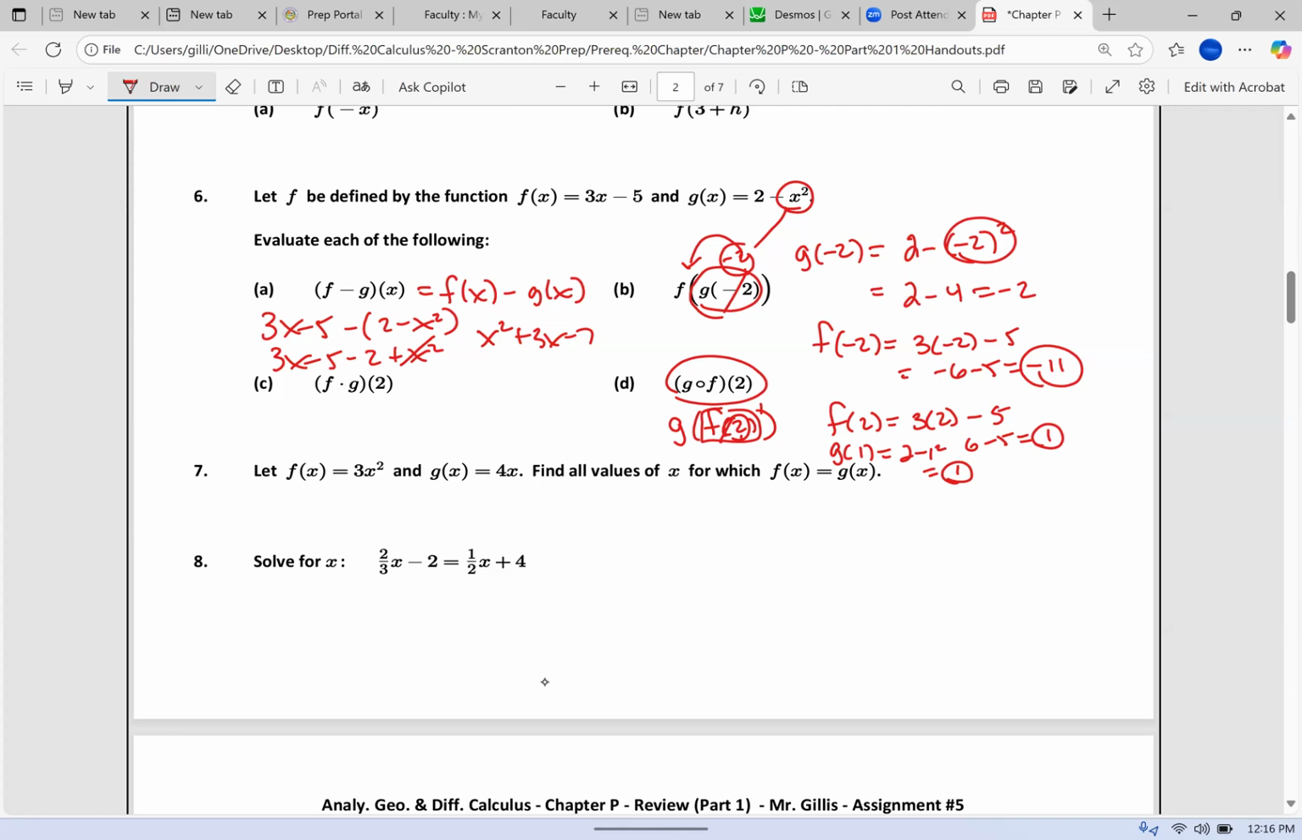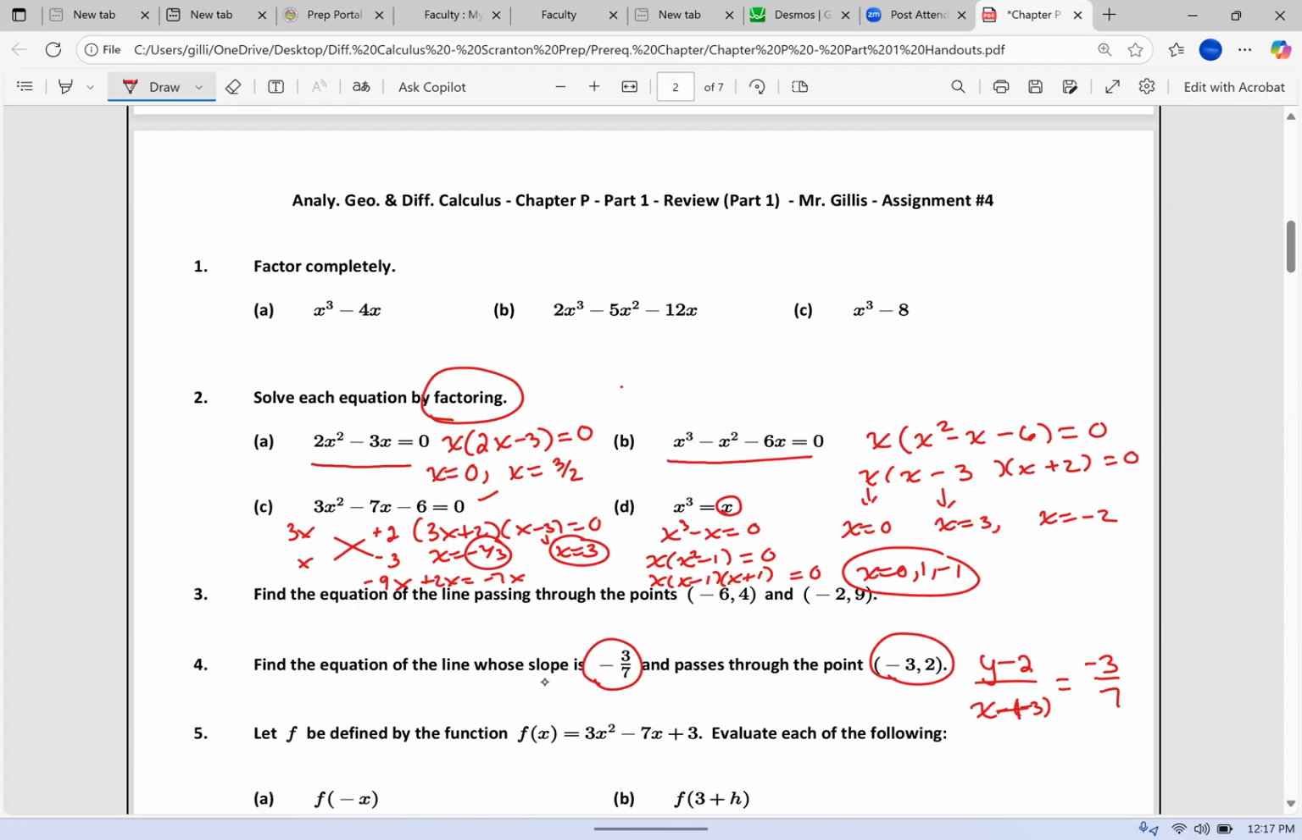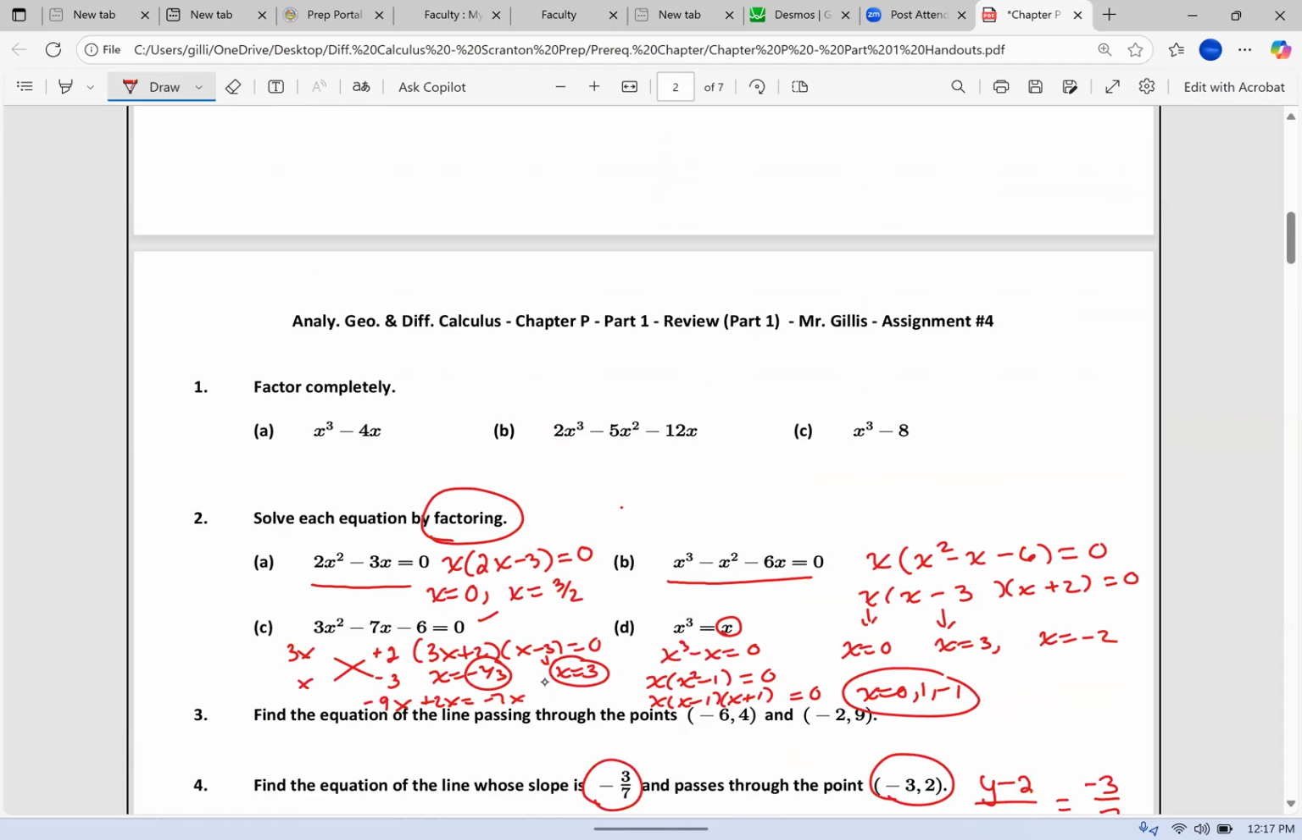Here, I'm going to set these two functions equal to each other. Then I'm going to subtract 4x from both sides and take out an x. Then x is either 0, or to solve the other factor, I'm going to add 4 and divide by 3. Okay, and I think that should help you out. These are pretty old techniques. Take out an x. What's left is x squared minus 4, and that factors into x minus 2 and x plus 2.